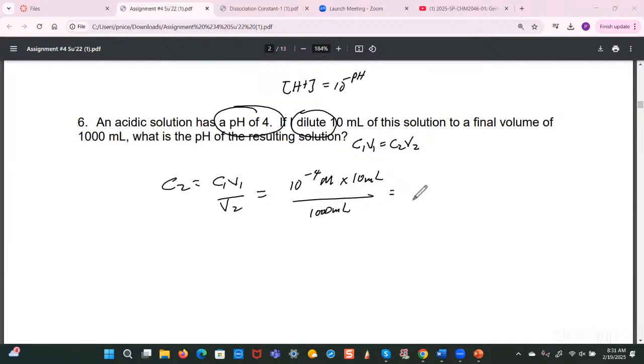So what does this work out to give you? That gives you 10 to the minus 3 divided by 10 to the 3, so that would be 10 to the minus 6 M, right? So that would be equal to the concentration of H plus for the more dilute solution. So therefore, the pH of the solution will be equal to what?